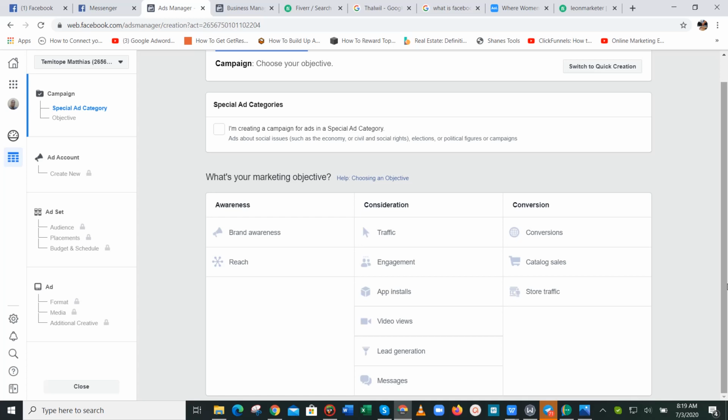LinkedIn is very good for B2B, that is business to business, because LinkedIn is for professionals. Most people who are operating on LinkedIn are business people. So if you are advertising your business to them, it is very, very effective. There is a high probability of getting good results.